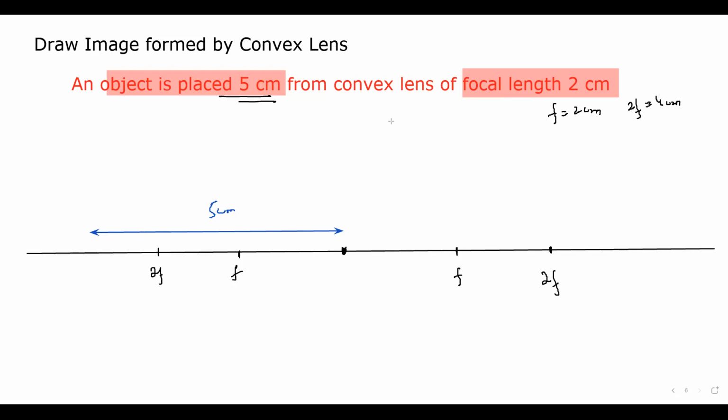So the object is there, which is placed 5 centimeter. So we'll place an object from the position where we mark the position of the lens. We place an object which is 5 centimeter, right or left hand side, for example. And how we represent an object? We represent an object by an arrow. So measure 5 centimeter either from right or left hand side and draw an object. And the object we normally label as O. Is it clear till this point?